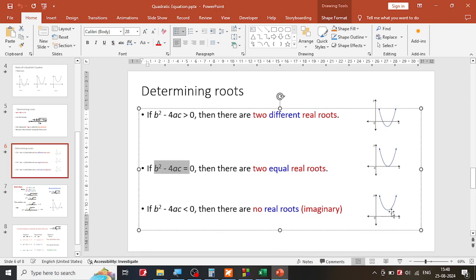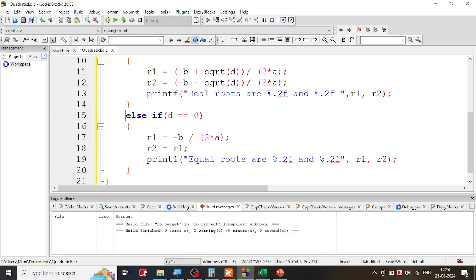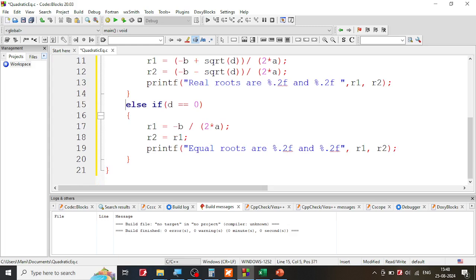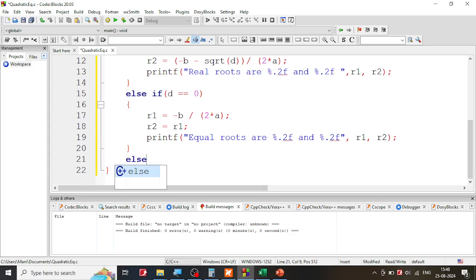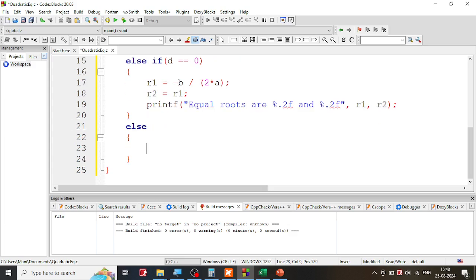Now for the last one, what if this one is negative? Let's go with the last option. I'm not going to write one more else if. I'm just going to say else. Some people don't like me putting the bracket like this, but I put it here only. Everybody has their own style. I like to put the bracket directly after the else itself, but some people don't like that. What to do? Everybody has their own choice.